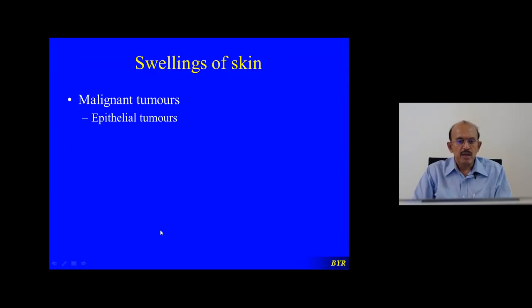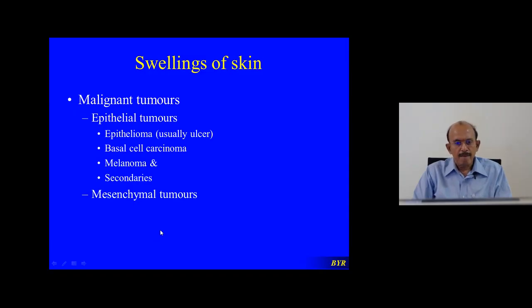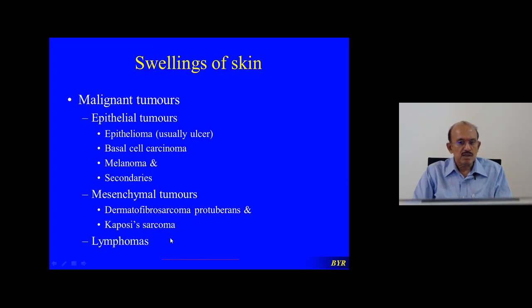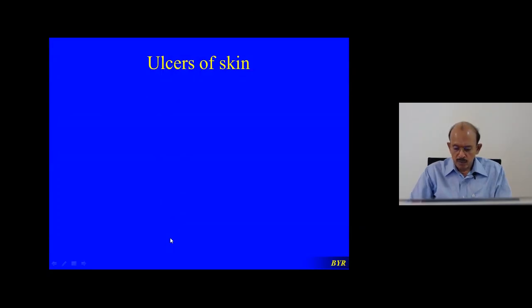Malignant tumors: epithelial tumors, epithelioma or squamous cell carcinoma, basal cell carcinoma, melanoma, secondaries. Then miscellaneous tumors, mesenchymal tumors, that is from the dermis: dermatofibrosarcoma protuberans, Kaposi sarcoma, then lymphomas. Anyway, please go through the textbook again for the classification, because there are too many. It is better if you review it again.